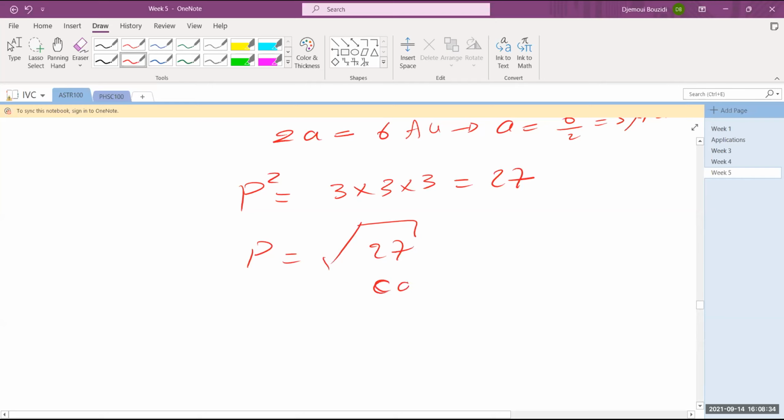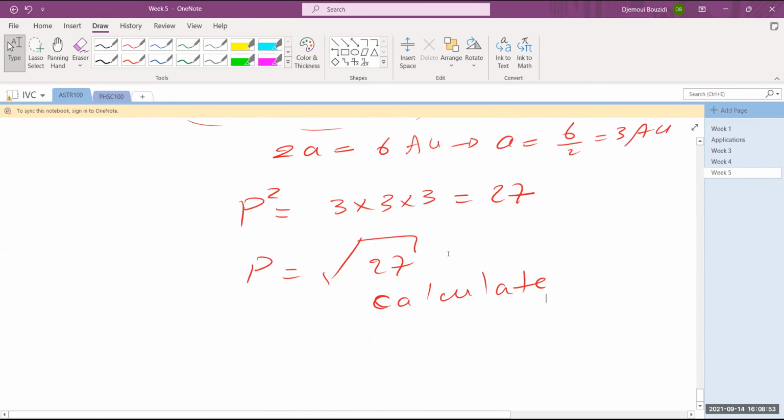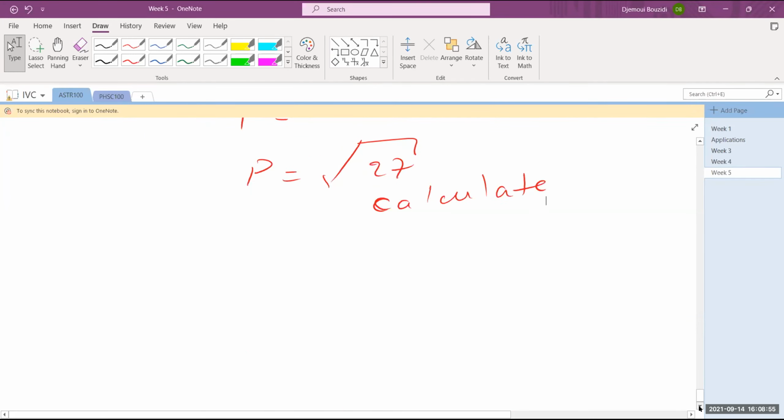So you need to calculate. And the square root of 27 is slightly more than 5 years. Because the square root of 25 is 5, and the square root of 36 is 6. So it's going to be slightly more than 5, a lot less than 6 years. So that is up to this point 12. Let's do 13 quickly.